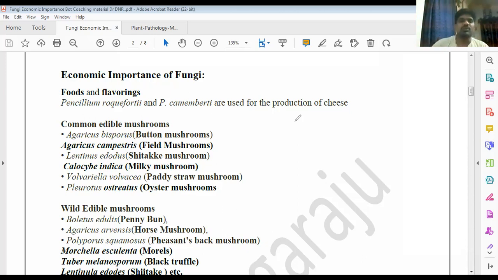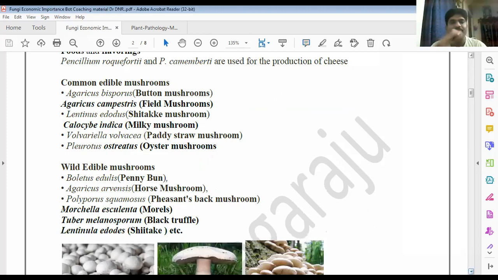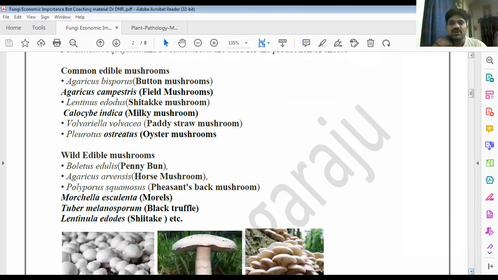And also one more question. Which among these is the common edible mushroom? Like that they ask the question. And which among these is the wild edible mushroom? Like that they ask the question. Don't confuse wild edible mushrooms, which differ from the cultivated mushrooms. So many people are scared to eat mushrooms.